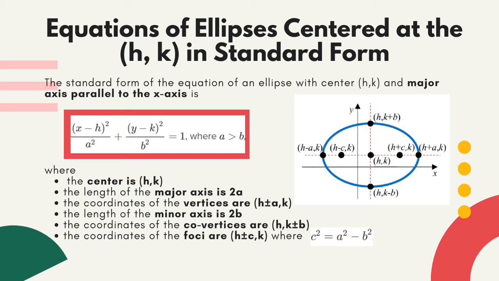To find the vertices, use h plus minus a, k. To find the coordinates of the co-vertices, use h, k plus minus b. And lastly, to find the coordinates of the foci, use h plus minus c, k. Use the same formula given previously to find c.